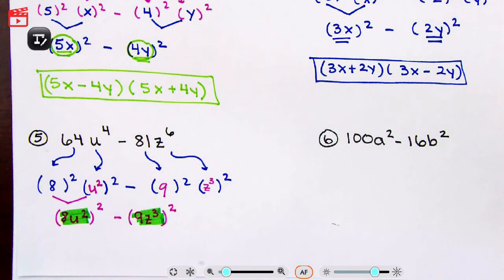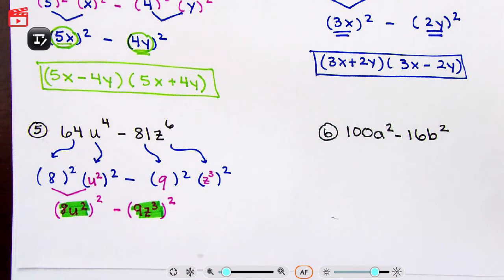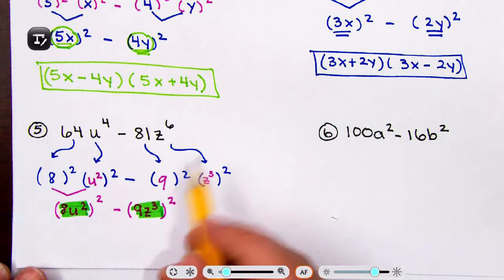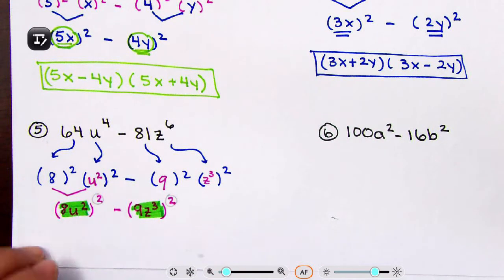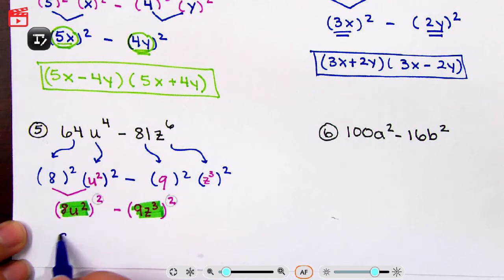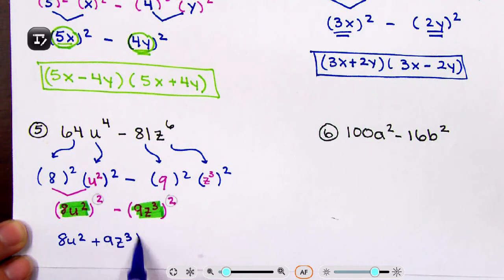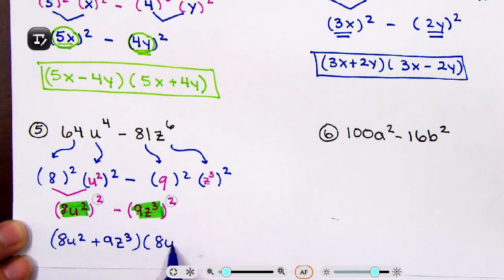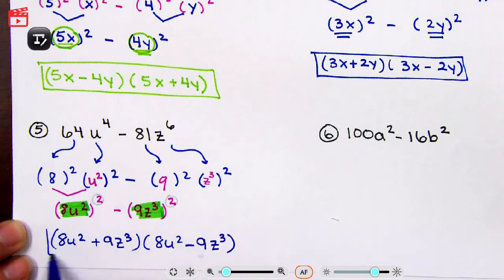The exponent you don't care about is this one here. We don't care about these twos. Once we have rewritten it into our pattern, we only want the a and we only want the b. So therefore, our answer is 8u squared plus 9z cubed times 8u squared minus 9z cubed. There you go.